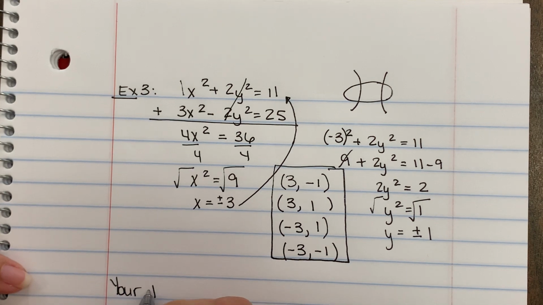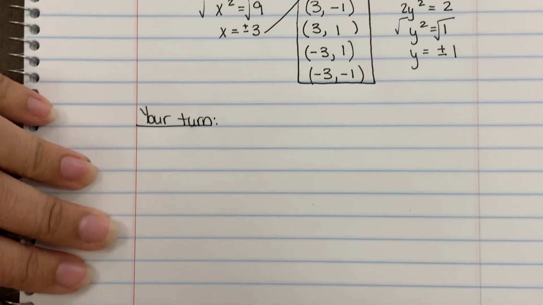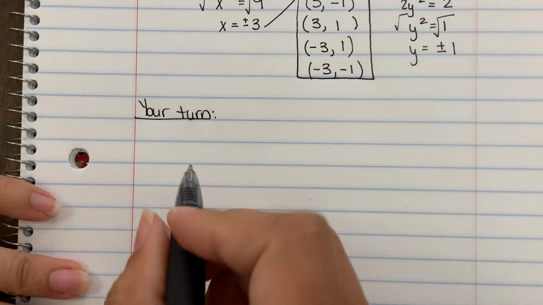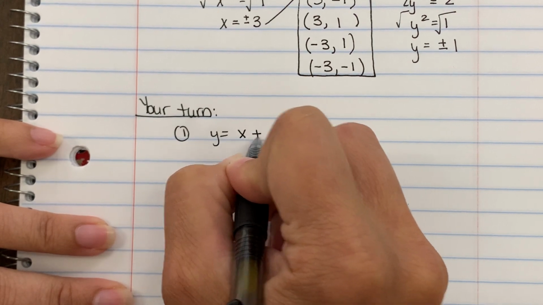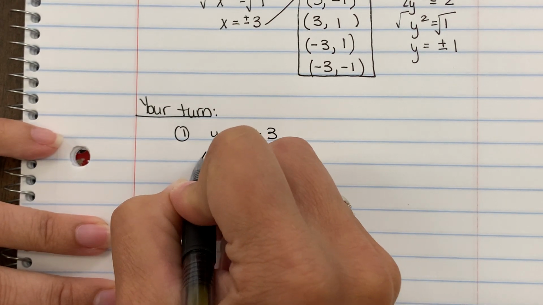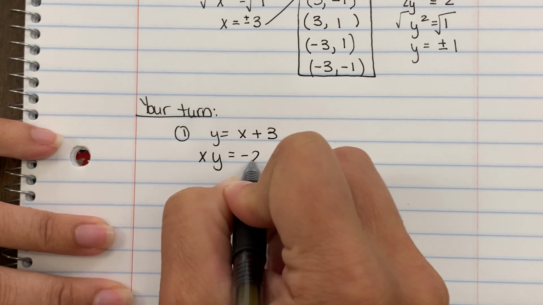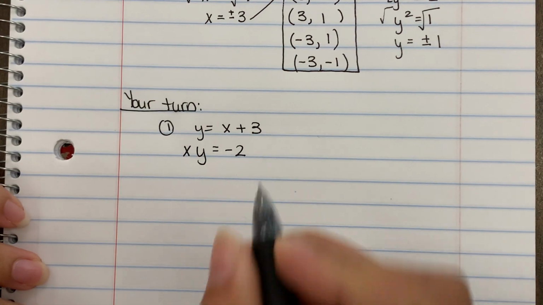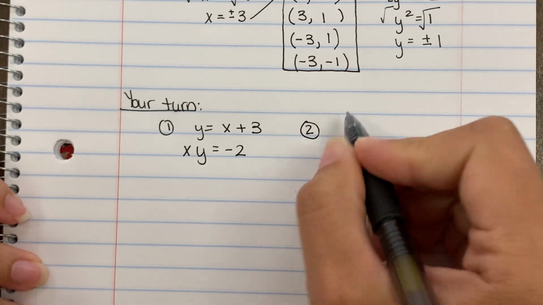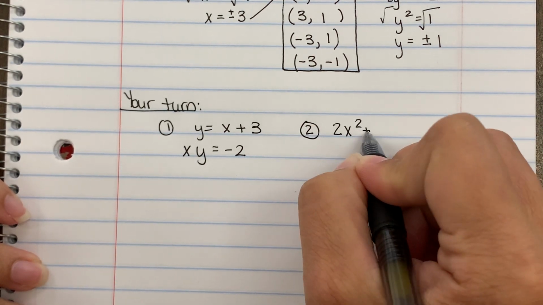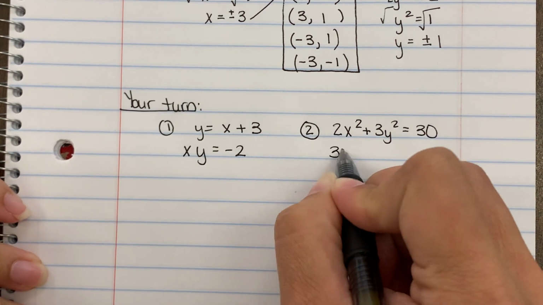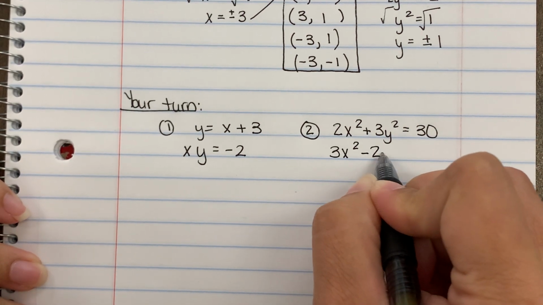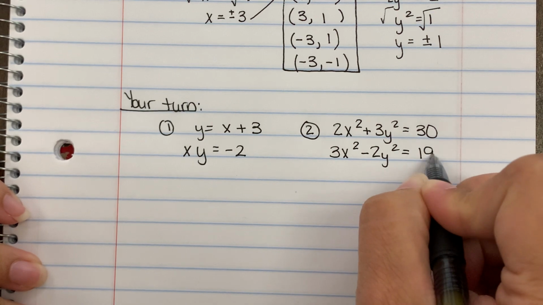All right, so I have 2 problems that I want you to do. You're going to work these problems out and you're going to email them to me. And then I will let you know if they're right or wrong, and I'll look for some mistakes if you have any. All right, so the first one is y equals x plus 3, and then I have xy equals negative 2. So solve that one, figure out the method you want to use. The second one is 2x squared plus 3y squared equals 30, and 3x squared minus 2y squared equals 19.